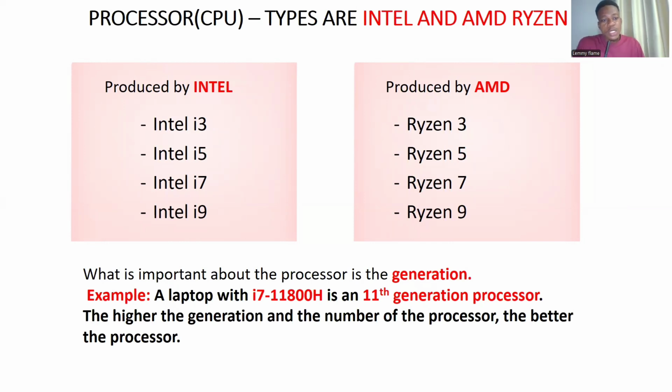When you check system information or probe more into the processor, there are certain figures that follow after the processor. For example, in i7 11800H, the first two digits after i7, i5 or i3 give us the generation of the processor. So in this example, the 11 is telling us that it's an 11th generation processor.